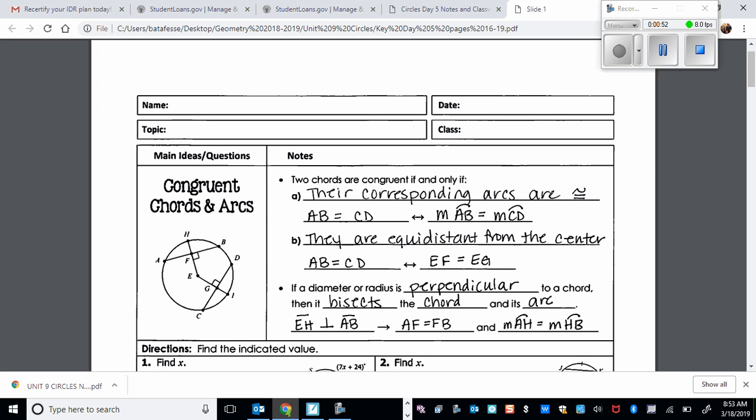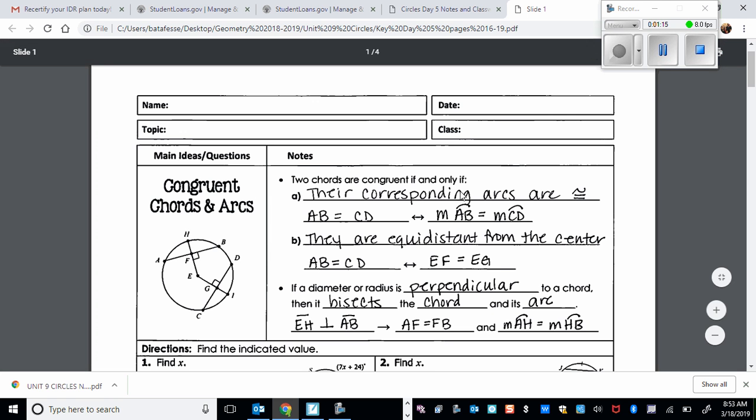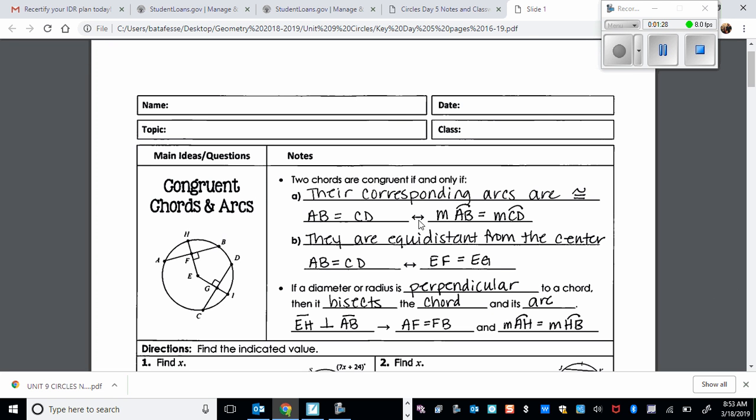AB is congruent to CD in this case, which implies arc AB is congruent to arc CD, or vice versa. They are also equidistant from the center, so if AB is congruent to CD, that implies EF is congruent to EG. So it's one of the two. It doesn't matter which one they give you. They can give you the chord and you can imply about the arc, or they can give you the arc and you imply about the chord. This is a biconditional statement. Remember the 2 arrows? Biconditional means if you write it both ways, it should be true.